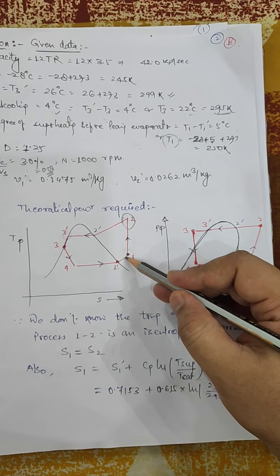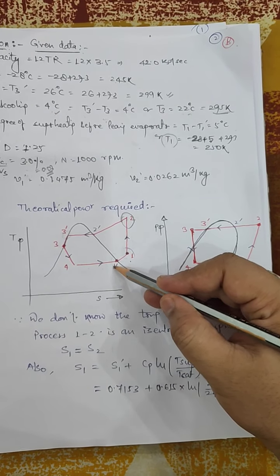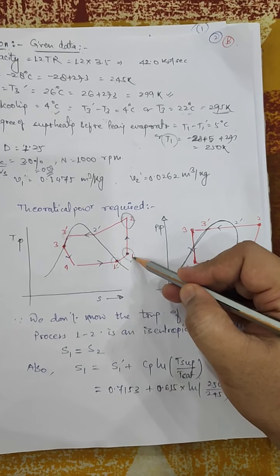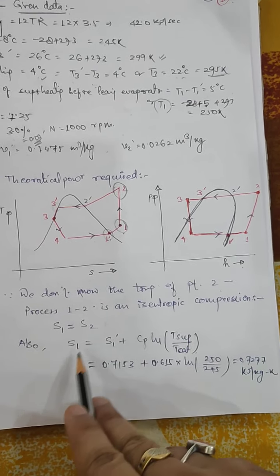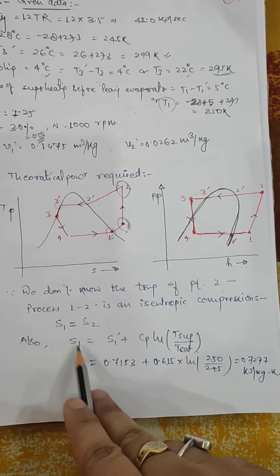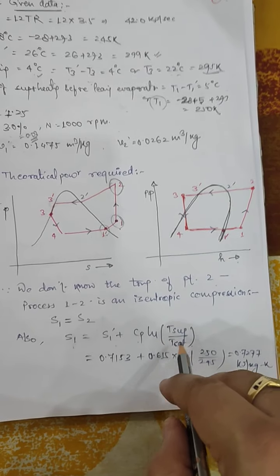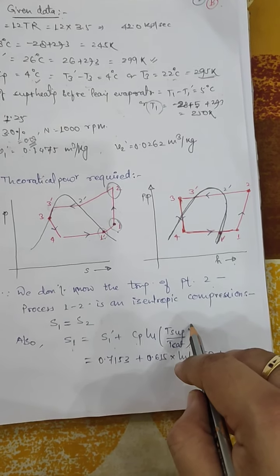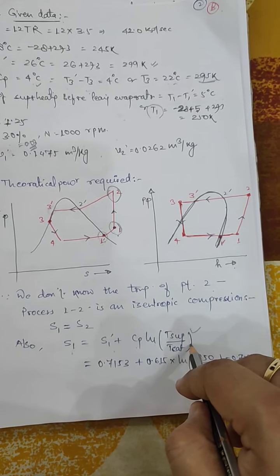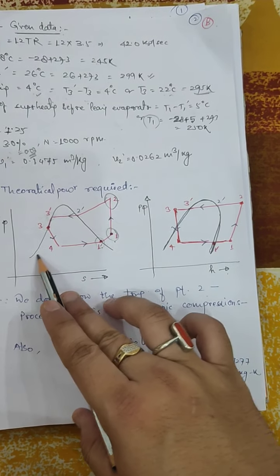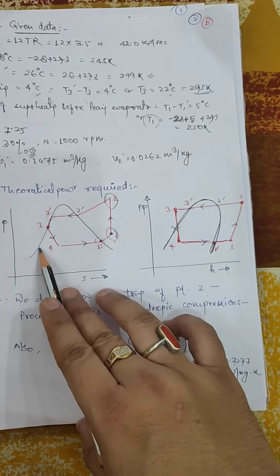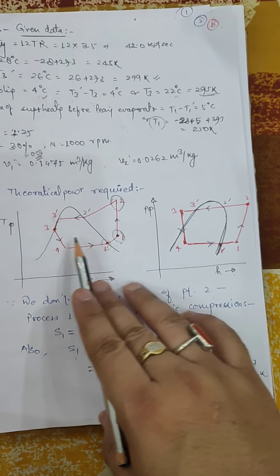So we can read the value at point 1 dash and we can calculate the value at point 1. Entropy at 1 is equal to entropy at 2. Firstly we need to know this S1 value. S1 can be given as S1 dash plus Cp ln T superheated divided by T saturated. You know the superheated temperature, you know the saturated temperature, and you know the S1 dash value from the data table. You can read it for Freon 12 at minus 28 degrees centigrade.